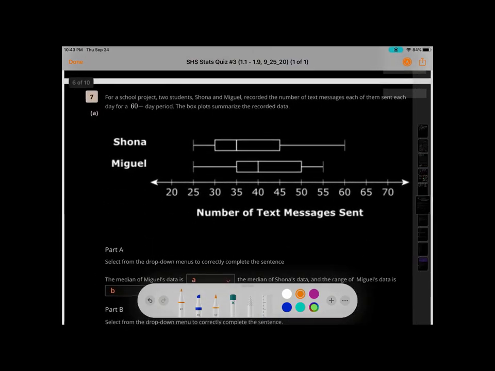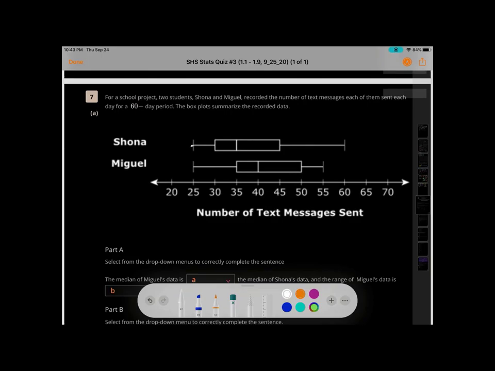All right, question number 7. For a school project, 2 students, Shona and Miguel, recorded the number of text messages each of them sent each day for a 60-day period. The box plot summarizes the recorded data. I just want to go over this really quickly.